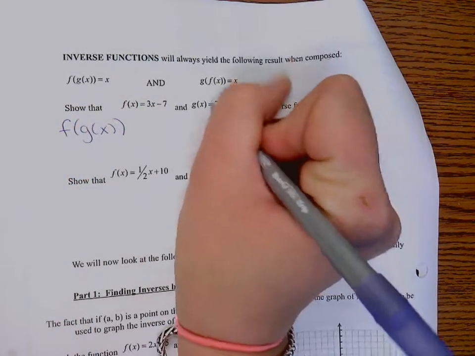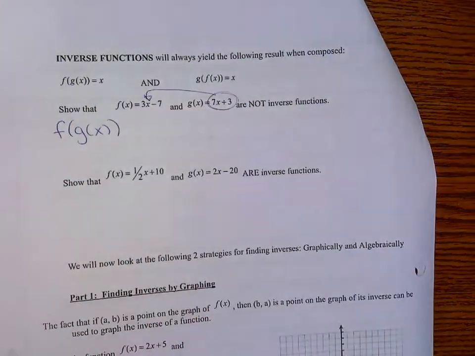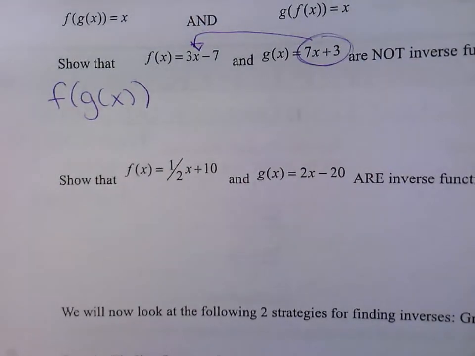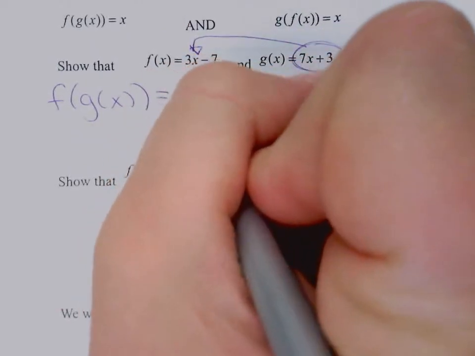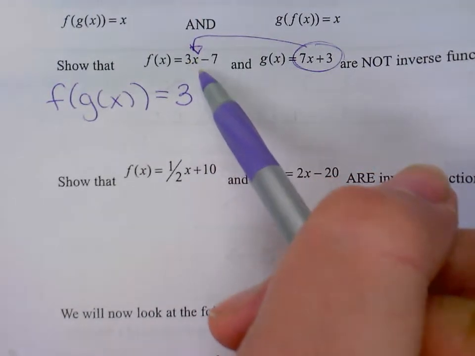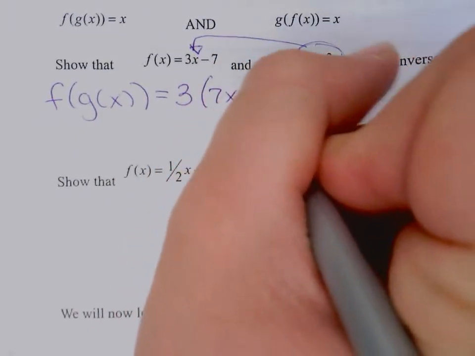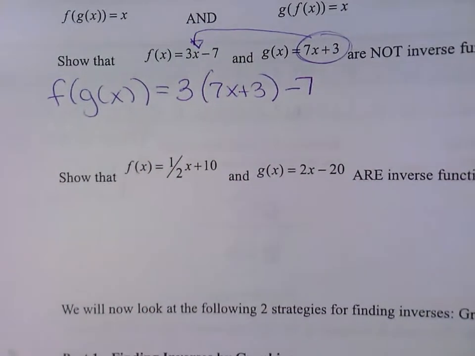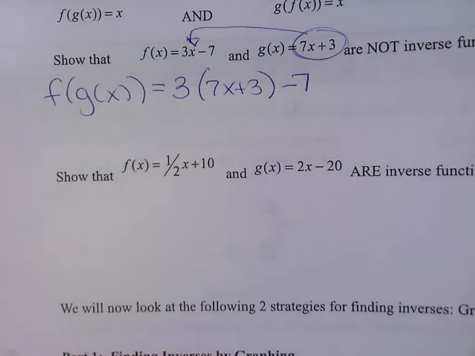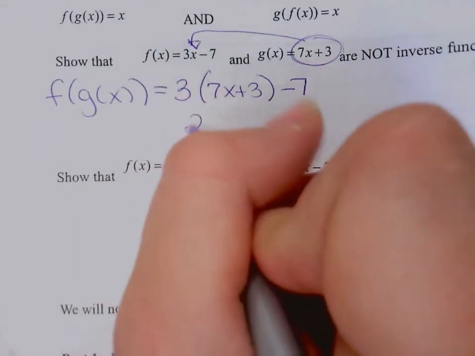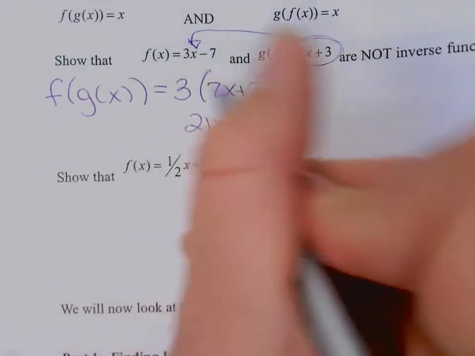I'm going to take this stuff and plug it into that first function for f. So this is why we talked about composition yesterday. If I rewrite this problem, now I have 3 from the original problem, but instead of x, I'm replacing it with 7x plus 3. And then it says in the original function to subtract 7, so I'm subtracting 7. Now you simplify what you have. So I really have 21x plus 9, because 3 times 3 is 9, minus 7.